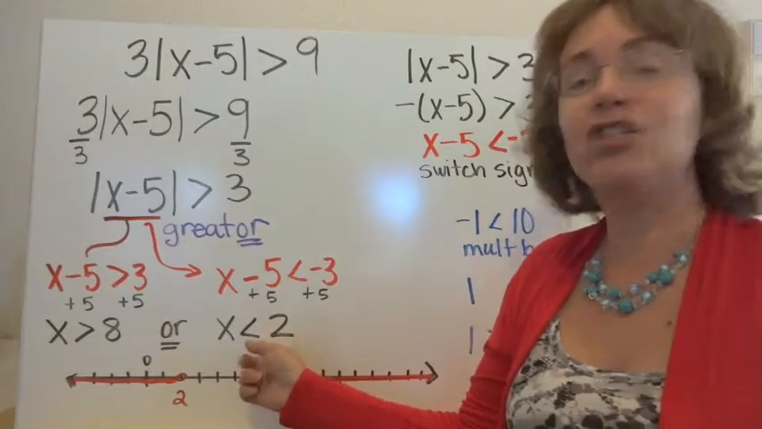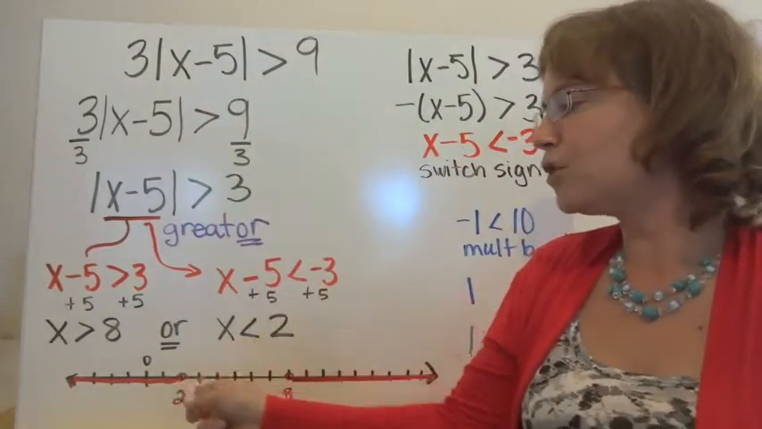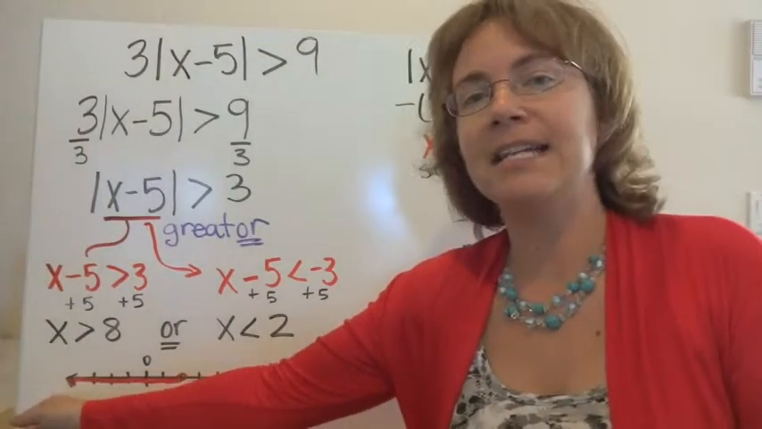Or x is less than 2. Again, we don't have the or equal to on any of those, and so we have an open circle, and x is less than 2.